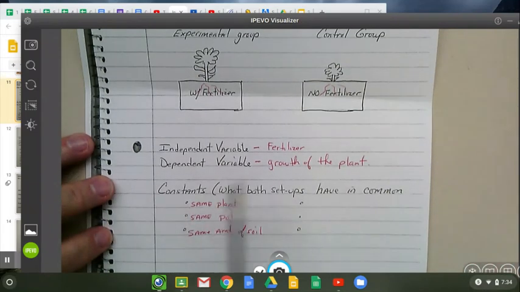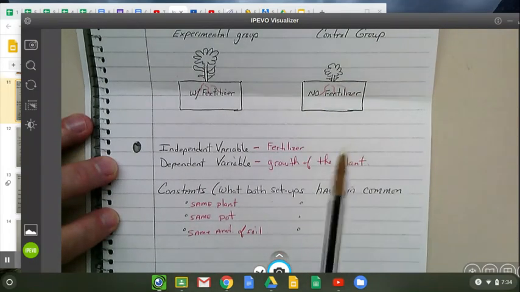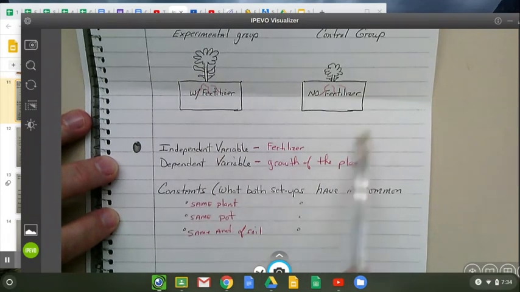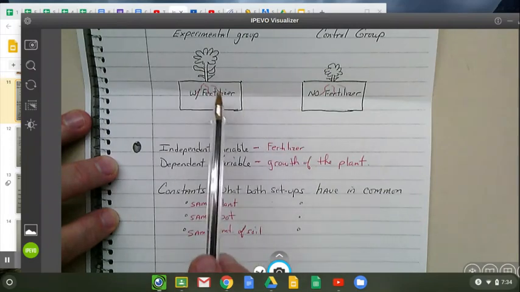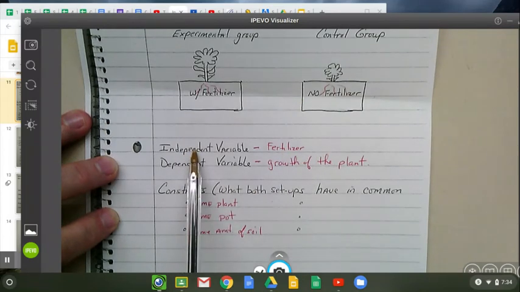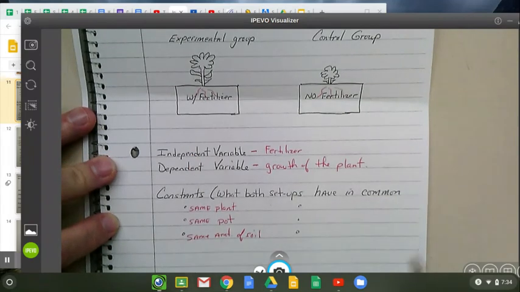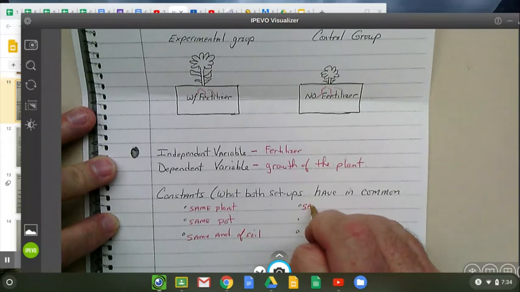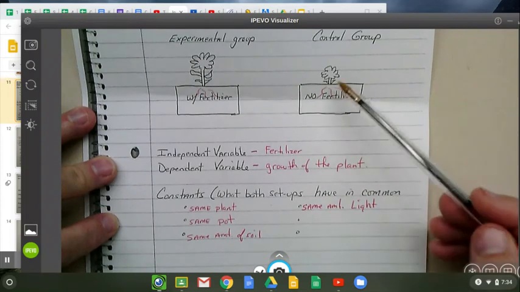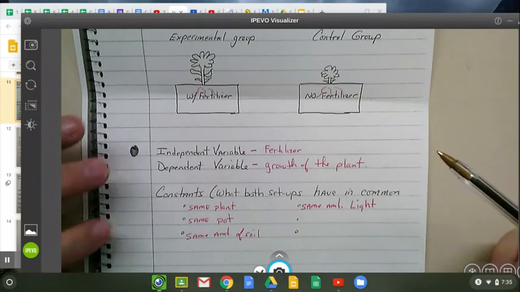So again, we want to try to keep these as similar as possible to conduct our experiment. The only difference here is going to be the independent variable. Everything else should be the same. Okay, so that's a key point. Both setups should be the same except for the independent variable so that we can isolate what it is we're trying to test. Some other constants that you're thinking of right now, maybe the same amount of light. It's not going to be fair to one plant if I put it in a closet and the other one by the window. So we want to make sure that we have the same amount of sunlight exposure.